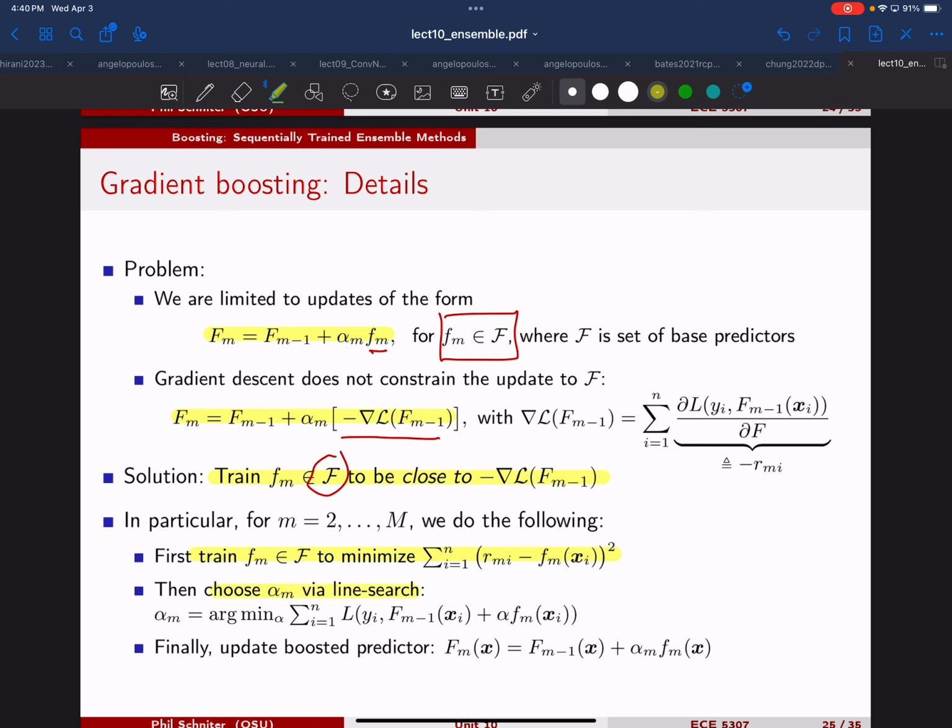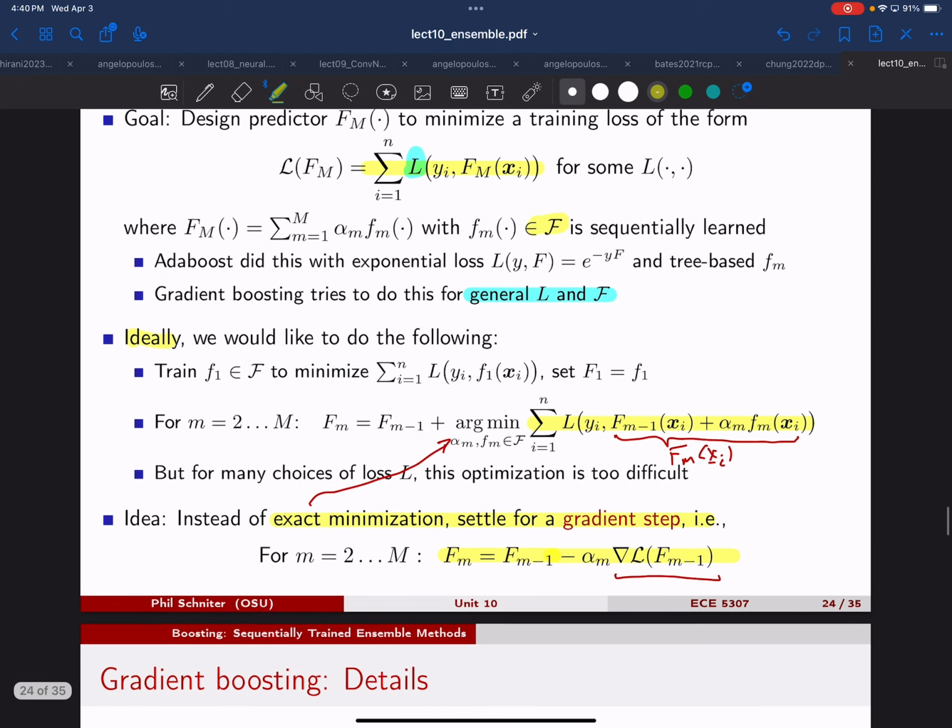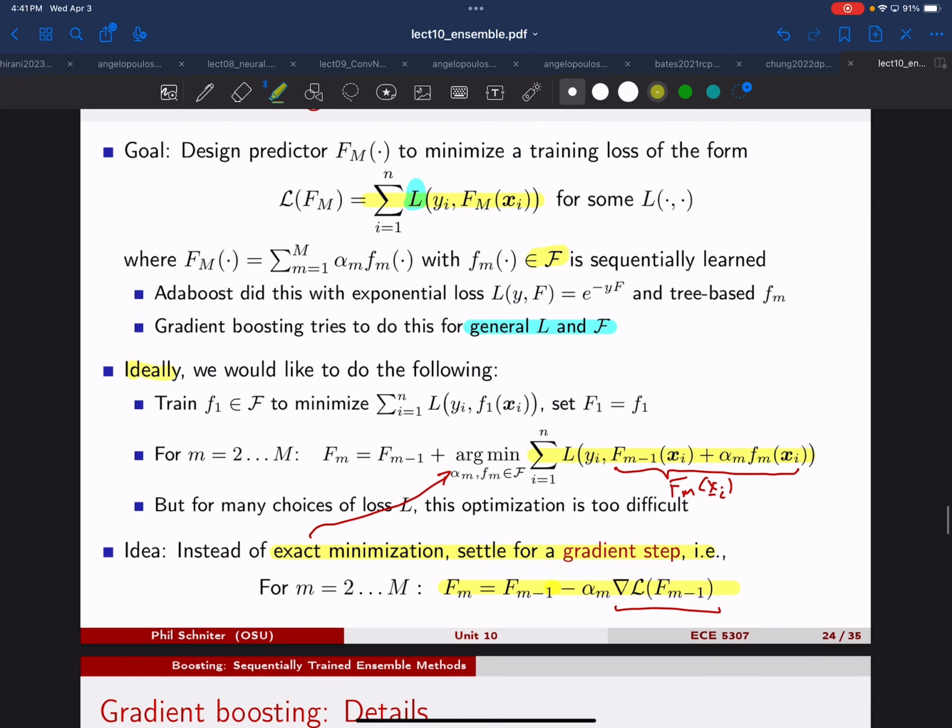Okay, so now we've designed FM and alpha M, and finally we just update the boosted predictor. And we do this for each M. So just to recap, we started with this idea where we want to minimize a general loss L with a boosted predictor like this, but we want the base predictor to be in some family of models, like a tree, like a stump, something like that.